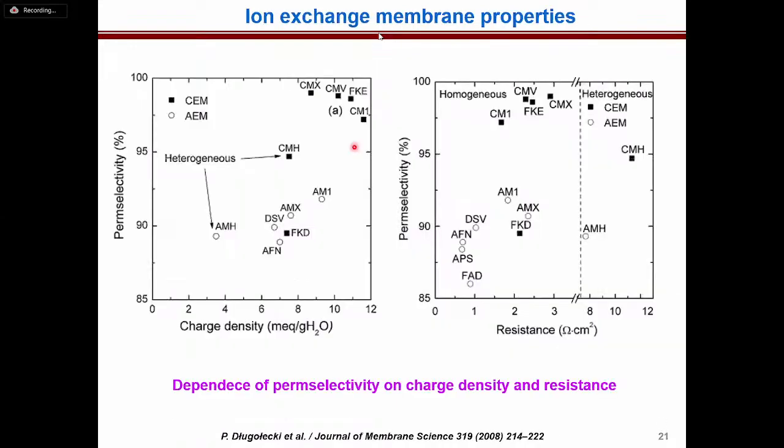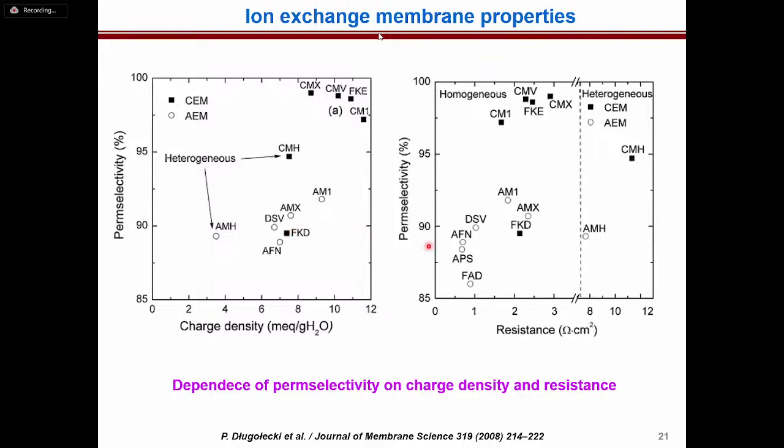Let's see how these properties are interconnected. This is one of my colleagues at the University of Twente who characterized the commercial membranes and made this plot. You can see, for example, that when the charge density increases for some of the membranes, the perm selectivity also increases, right? You don't really find a membrane with a very low charge density and high perm selectivity. For most of the membranes, when you go up with the charge density, the perm selectivity improves somehow.